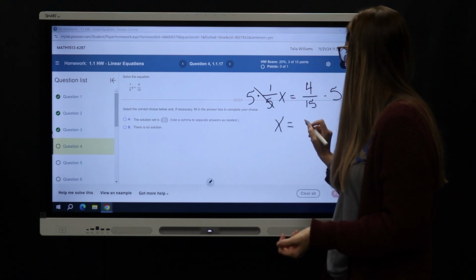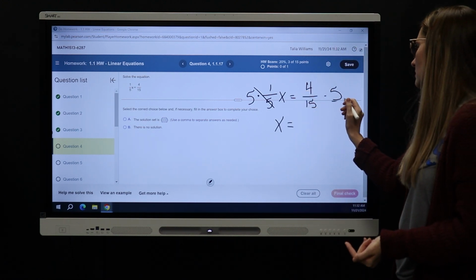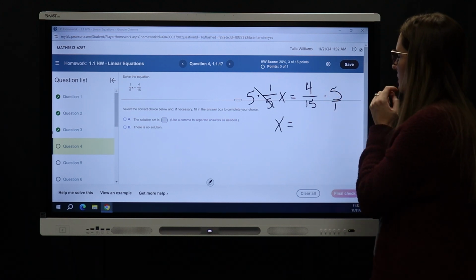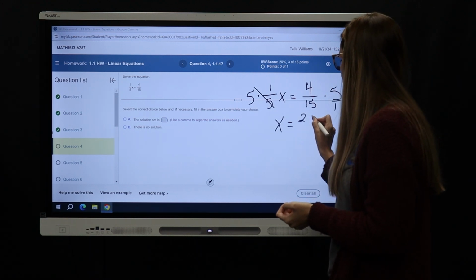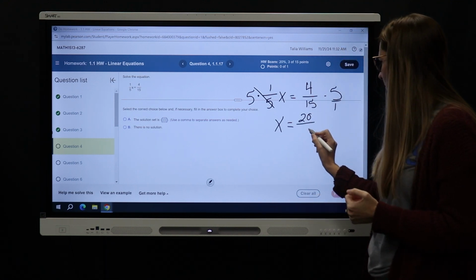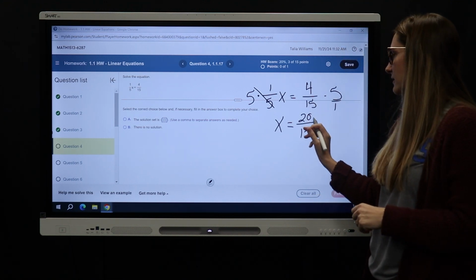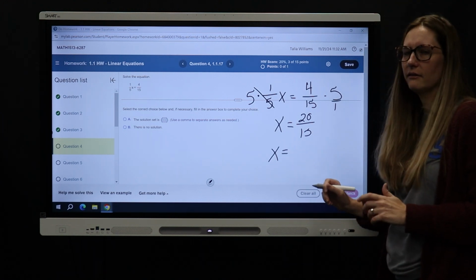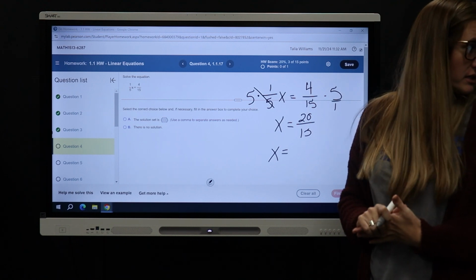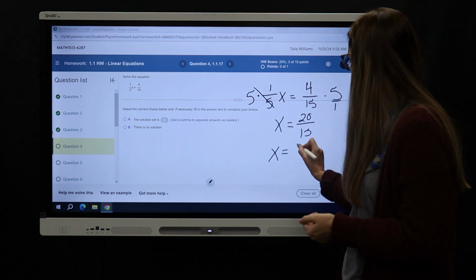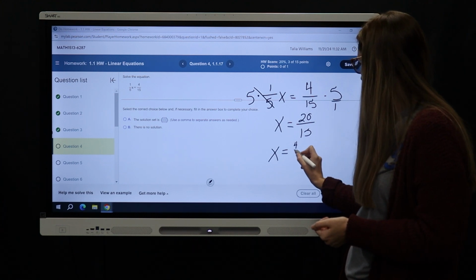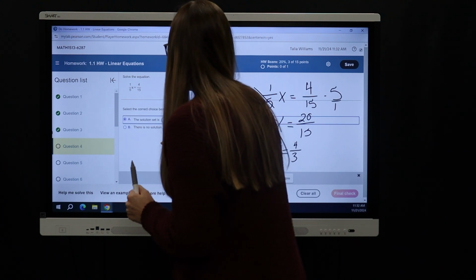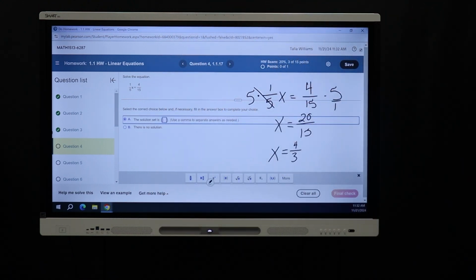So x equals, and when we multiply fractions, you multiply tops and bottoms. Since this was a whole number, it's over 1. So 5 times 4 is gonna give us 20. 15 times 1 is gonna give us 15. If this reduces, you have to reduce it. So 20 and 15, 5 goes into both of those. 5 goes into 20 4 times, and then 5 goes into 15 3 times. If you type that in a calculator, it should simplify that for you.